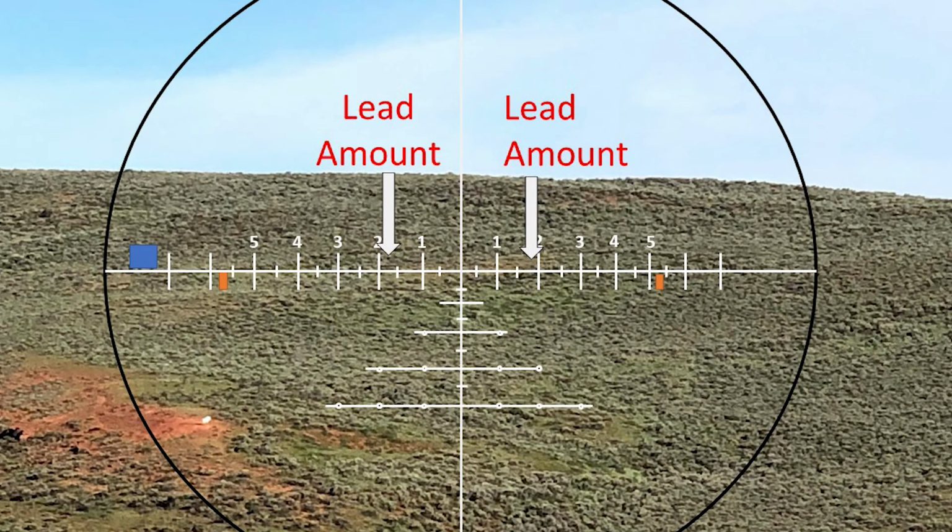You can shoot at the target going either direction multiple times. Just be sure you're holding 1.8 mils in front of it each time that you shoot. That's about all there is to it.